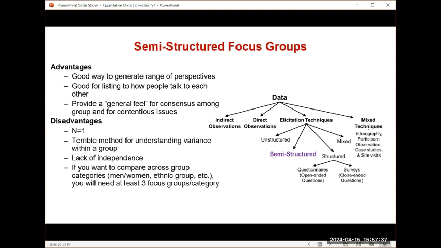Disadvantage, focus groups are an N of 1. Okay. They're terrible at understanding variance within the group because you can't control all of the group dynamics. There's no independence, so you really don't want to be counting anything. And if you really do want to make comparisons between groups, you should be doing separate focus groups for each group and at least 3 of them. Okay. There are workarounds. You can ask people open-ended questions beforehand, collect that data, and then use that as sort of a warm-up for the focus group.